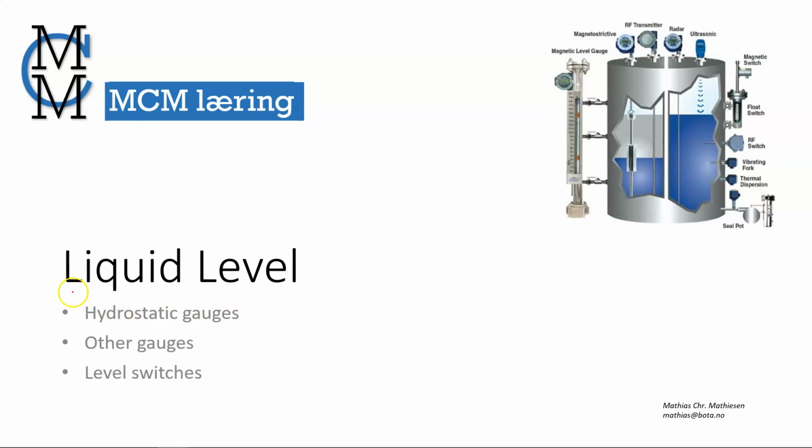The third film on liquid level, or indeed the third film on level, is about level switches. Level switches do not, like the other detectors here, detect what exact level we have in a tank, but rather whether we are above or under a certain level.